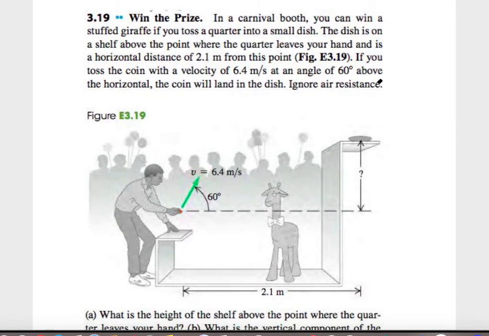Question 3.19. In a carnival booth, you can win a stuffed giraffe if you toss a quarter into a small dish. The dish is on the shelf above a point where the quarter leaves your hand and is a horizontal distance of 2.1 meters from that point. We toss with an initial velocity of 6.4 meters per second at an angle of 60 degrees above the horizontal. The coin will land in the dish if you do that.